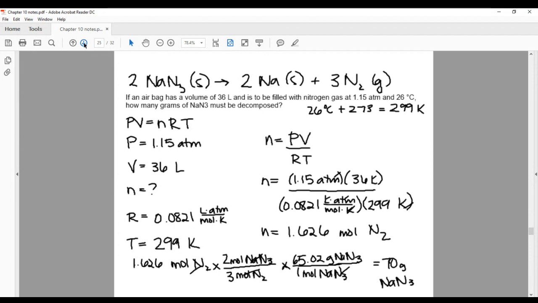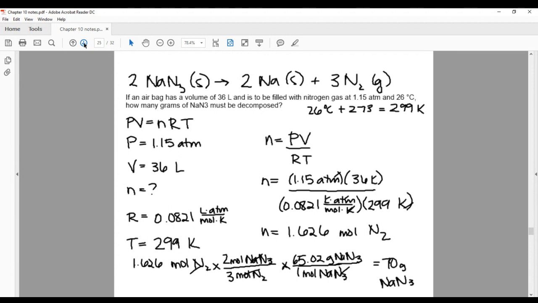So, first thing we've got to do is use our ideal gas equation to determine our number of moles of nitrogen gas, because that's what we're solving for here. Yes, we've got to eventually get to sodium nitride, but for now, we're looking at nitrogen gas. So I'm going to set up my ideal gas equation so that I can solve for that. And I'm given temperature in Celsius, so I convert that to Kelvin. So you see there, I've got my pressure, volume, R and T, and I'm solving for n. And I get 1.626 moles of N2.